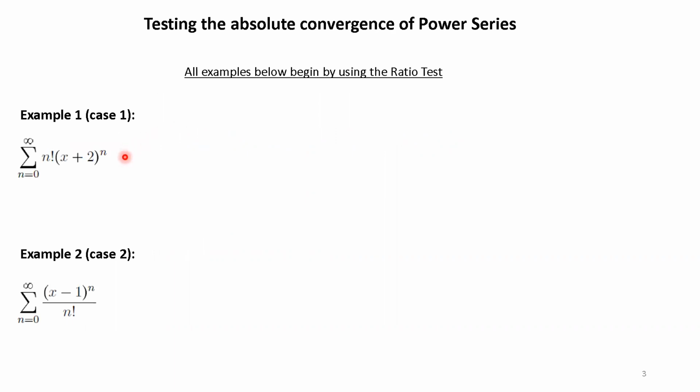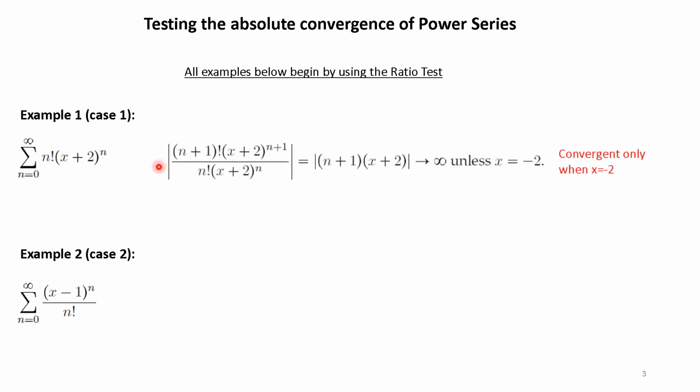So to use the ratio test, this is the nth term. You take the n plus 1 term divided by the nth term. I just put the n plus 1 term here and the nth term here, and then you eliminate the common factors. You find that your result is this n plus 1 times this x plus 2.